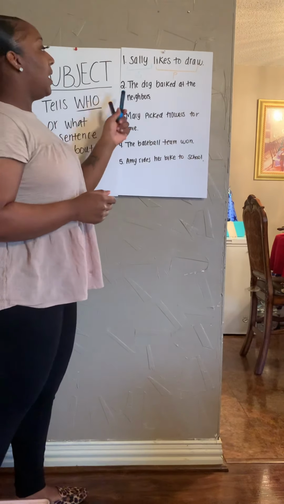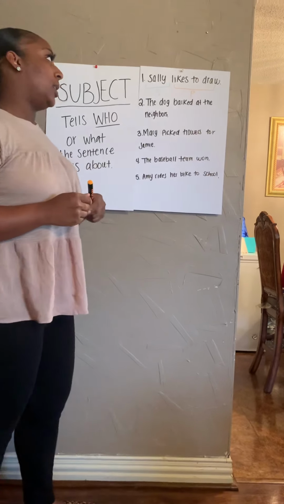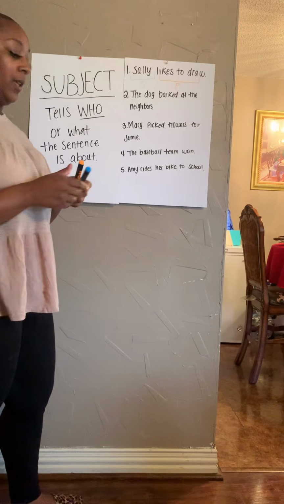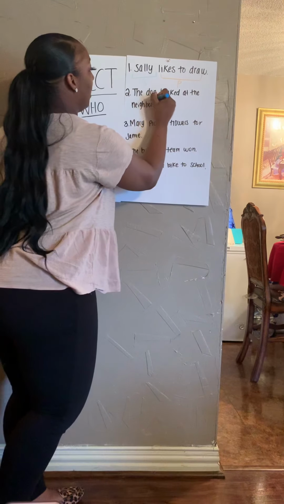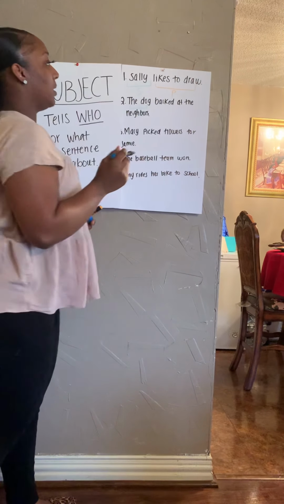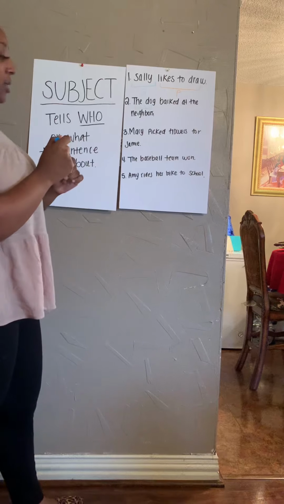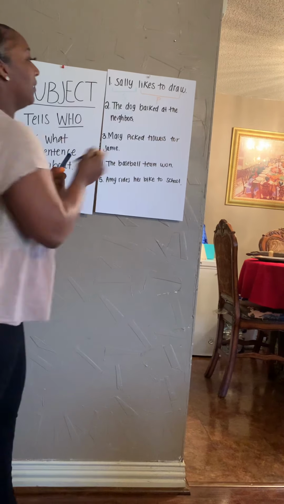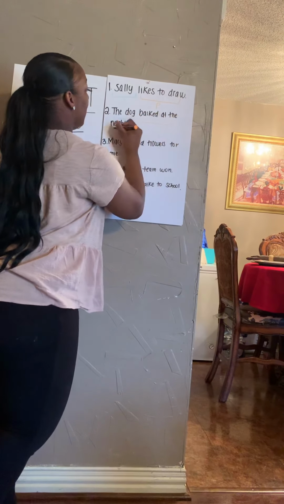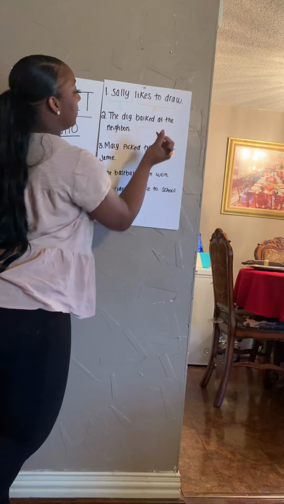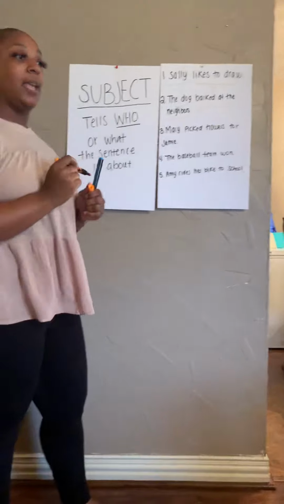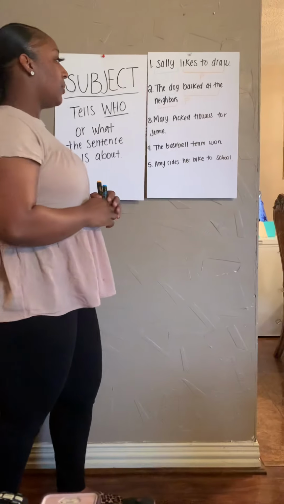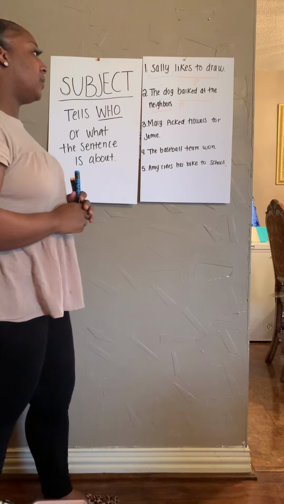So, in the next sentence, the dog barked at the neighbors. Who are we talking about in sentence 2? The dog. Very good. The dog is going to be our subject because the dog is who the sentence is talking about. What did the dog do? Barked at the neighbors. Very good, Kennedy. Barked at the neighbors is going to be our predicate because that is the action that the dog did.